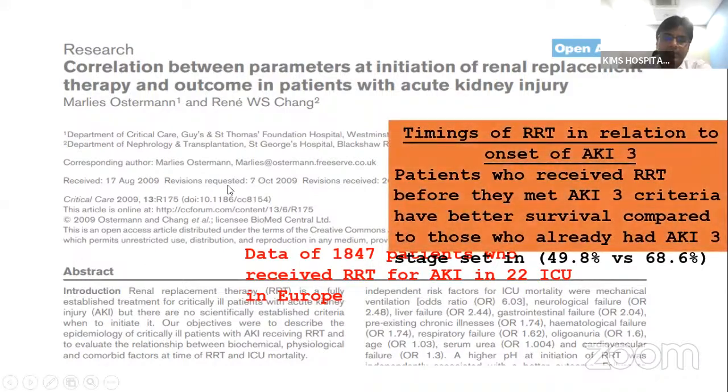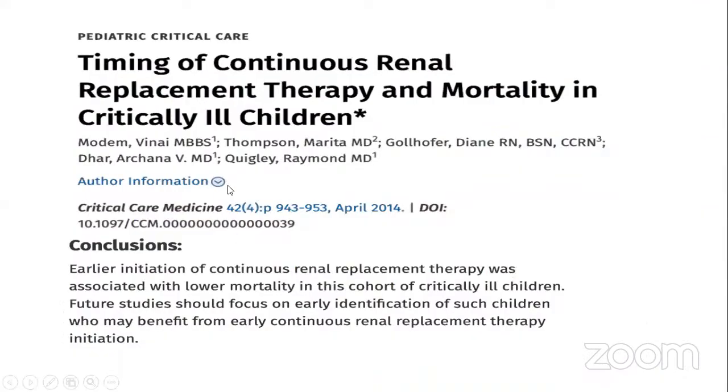And what does the pediatric evidence say? This article was published in PCCM in 2014. It says that earlier initiation of continuous renal replacement therapy was associated with lower mortality in critically ill children. This was a multi-center study over a period of around 10 years, and the sample size was around 350. What they noticed is a decrease in mortality if CRRT was considered at an early stage.